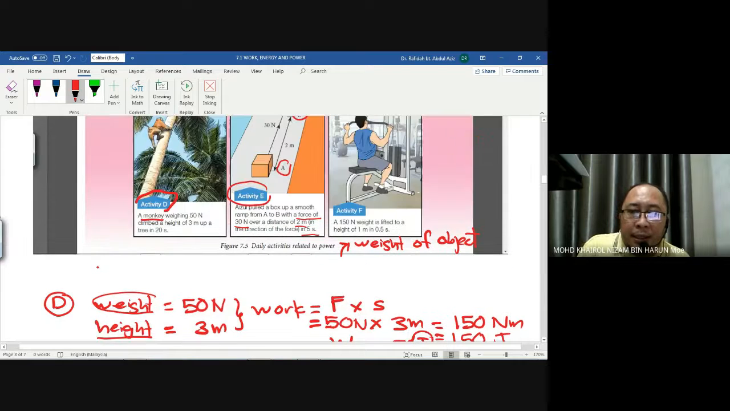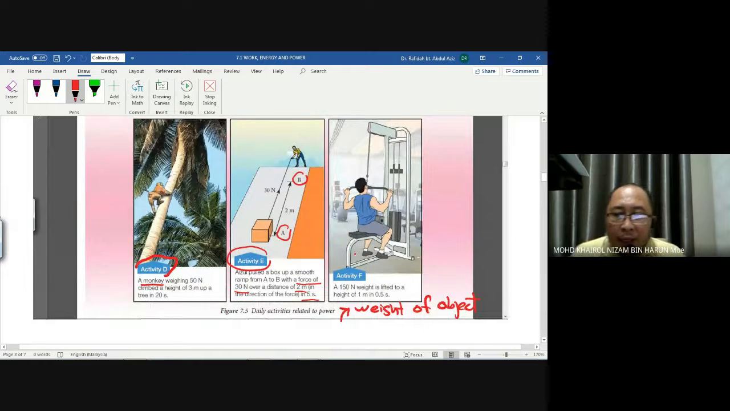Okay, next activity F. This man is lifting an object with weight 150 Newton.